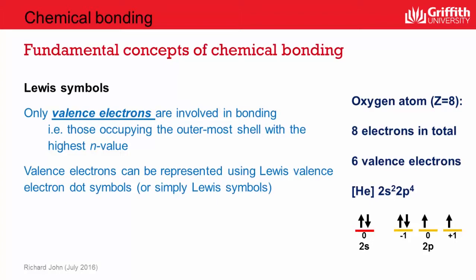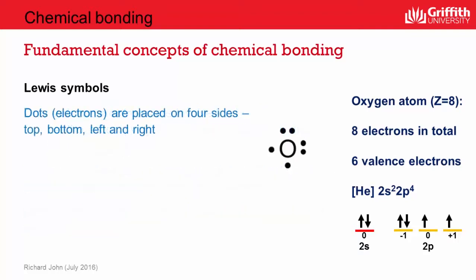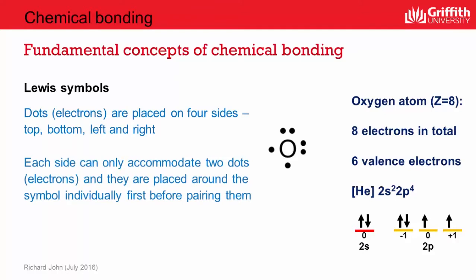These valence electrons can also be represented using Lewis valence electron dot symbols, or simply Lewis symbols. The Lewis symbol for an element consists of the atomic symbol of that element plus a dot for every valence electron. So the Lewis symbol for oxygen looks like this, with 6 dots placed around the O symbol on all 4 sides: top, bottom, left and right. You will note that each side can only accommodate 2 dots or 2 electrons, and they are placed around the atomic symbol individually first before pairing them.